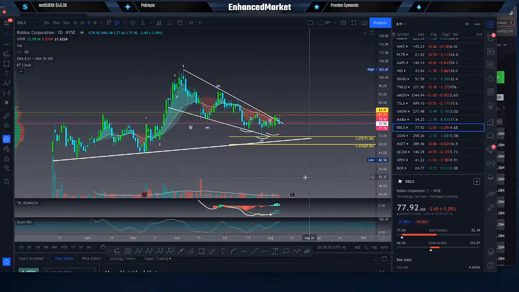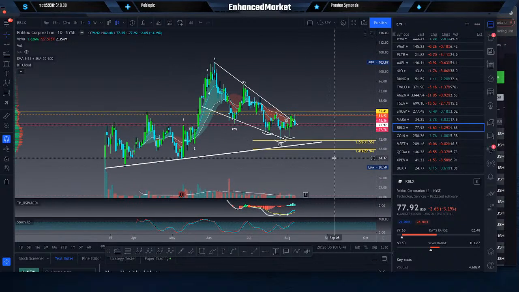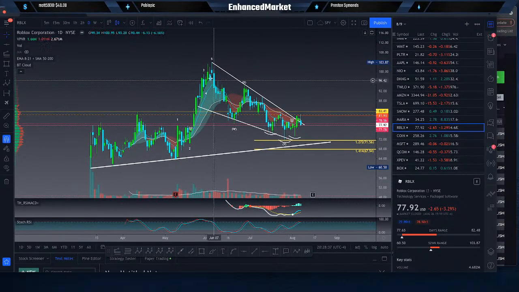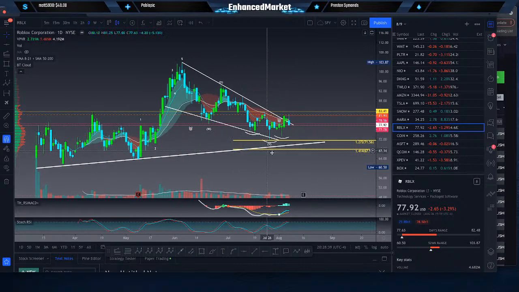Roblox. So a lot of people have their eyes on this. Huge falling wedge. We had that bottom put in right at the 1272 in this WXY.